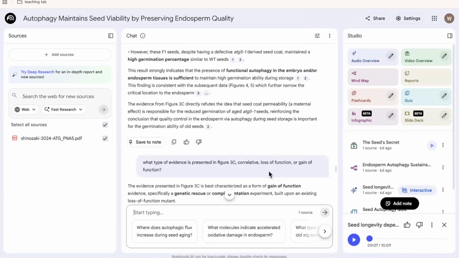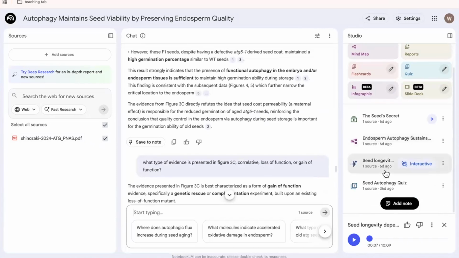And also, it will digest the information and then present it in a more approachable way. What I mean by that is, for example, it's going to turn this into a podcast. So I'm going to play this quickly. I believe this is probably a podcast.